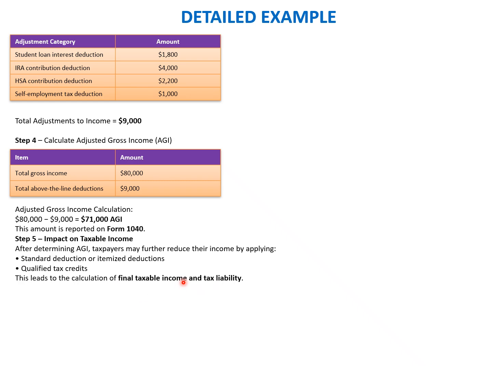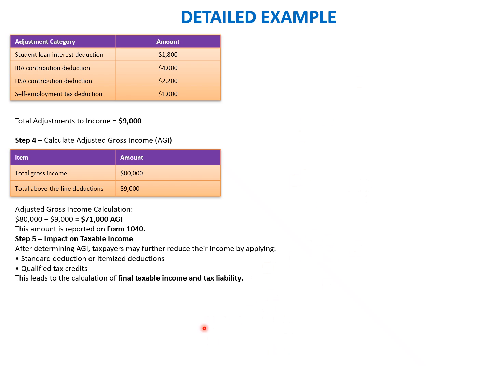So gross income minus above-the-line deductions is equal to AGI. AGI minus the standard deduction or itemized deduction is the taxable income, and then we'll calculate the tax, and then finally we'll get the tax credit. So the final tax payable is the tax minus the tax credits. This is how we're going to do the entire tax calculation for individuals.